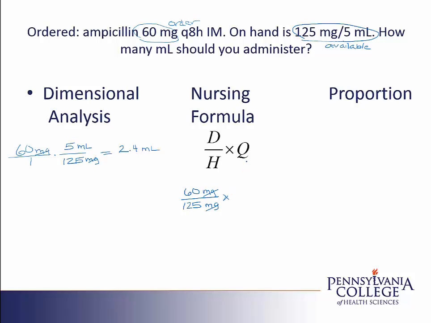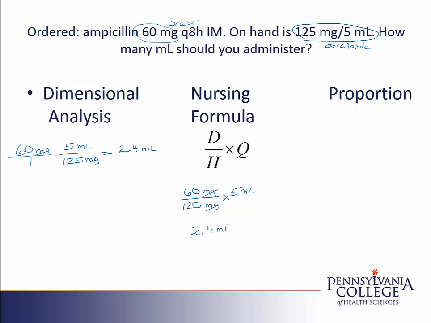The Q stands for the quantity that the have is in. This 125 milligrams is in a quantity of 5 milliliters. The Q also gives us the label for our answer. On our calculator, we'll take 60 divided by 125, multiply by 5, and we'll have an answer of 2.4 milliliters.